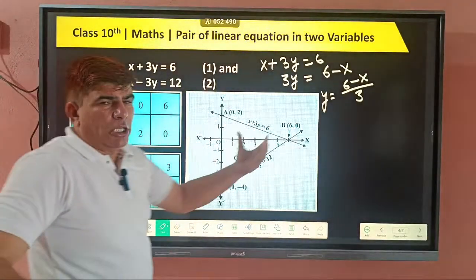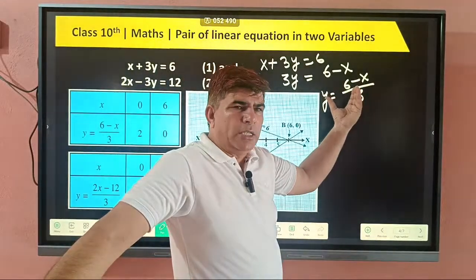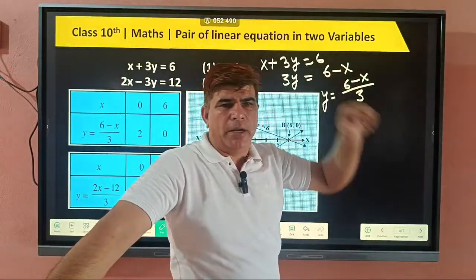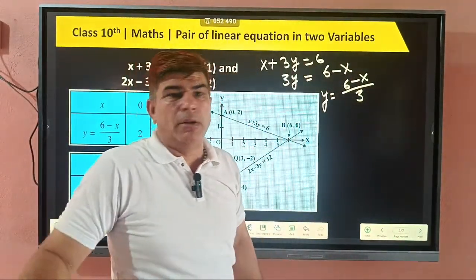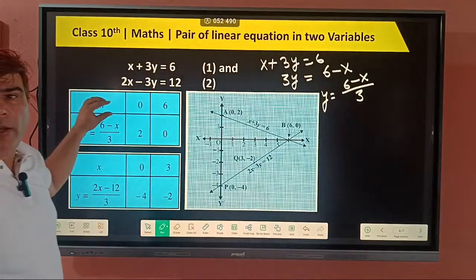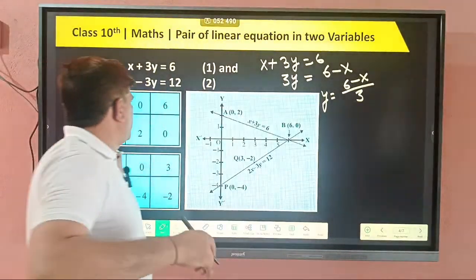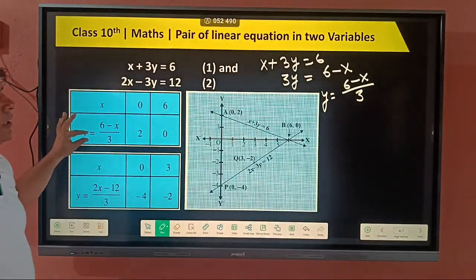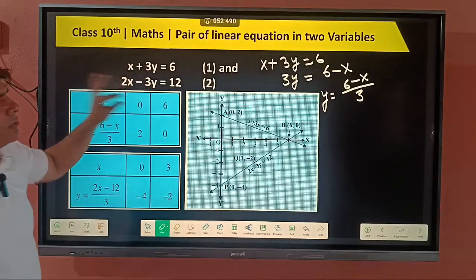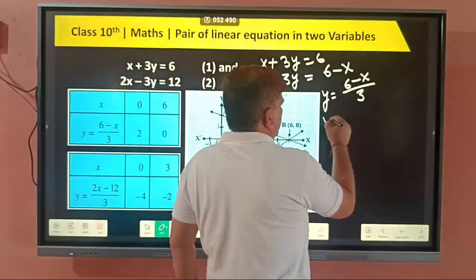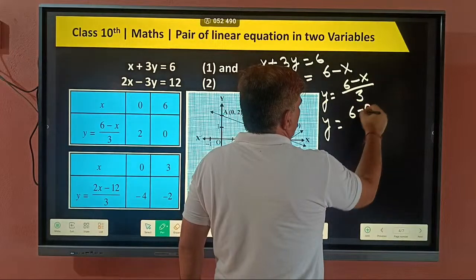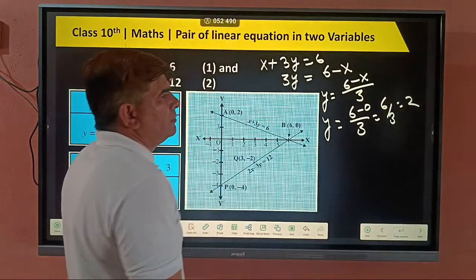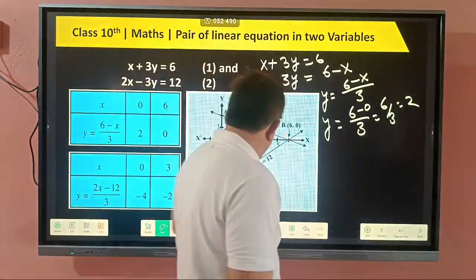Understood? Easily you can tell which one is the dependent variable and which one is the independent variable. Here x is the independent variable, y is the dependent variable. So first we write the independent variable x in this table, and here the value of y. If x equals 0, then y is 6 minus 0 by 3, so 6 by 3. What's coming? 2. I have written 2.